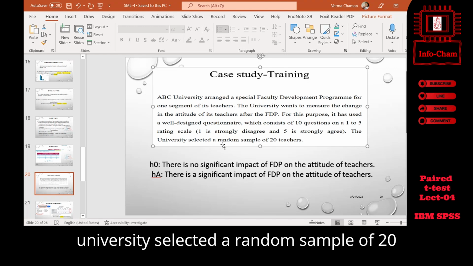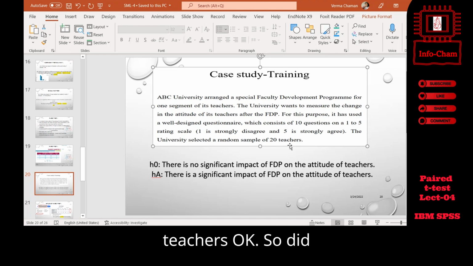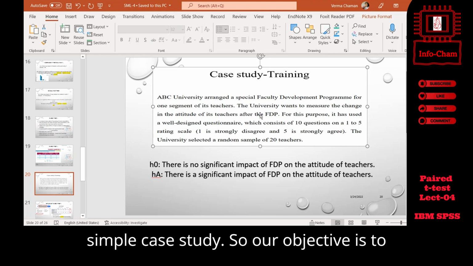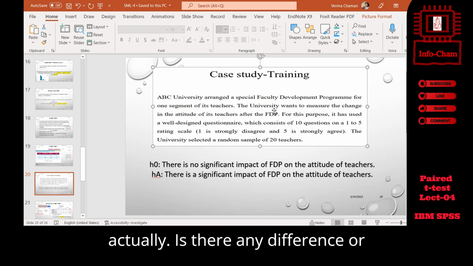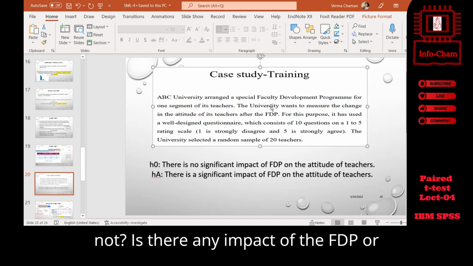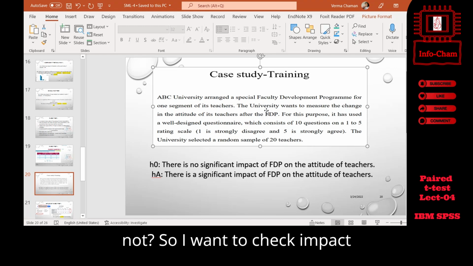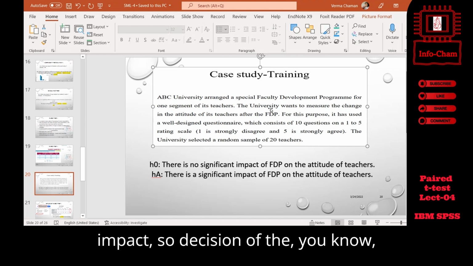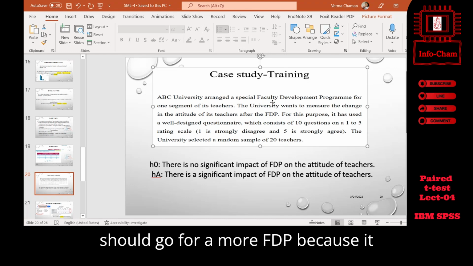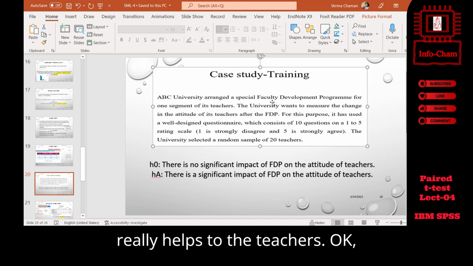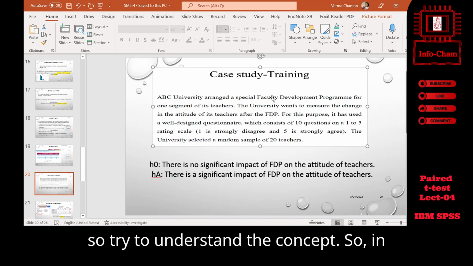The university selected a random sample of 20 teachers. Did you understand the study? It is a very simple case study. Our objective is to check what the attitude actually is. Is there any difference or not? Is there any impact of the FDP or not? I want to check whether an impact is there or not. If there is a good impact, then the decision of the university management should be to go for more FDPs because it really helps the teachers. So try to understand the concept.